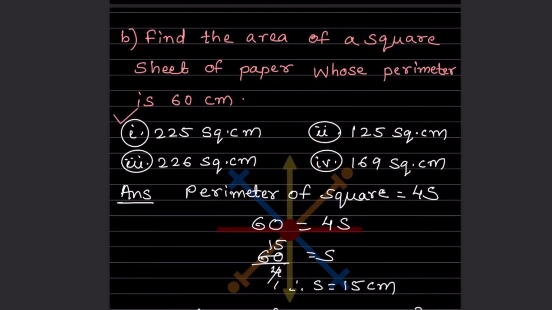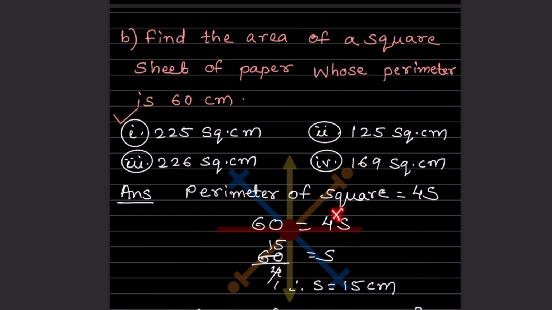Next one: find the area of a square sheet of paper whose perimeter is 60. So what are you going to do here? They have said the square sheet of paper is given, and you are given the perimeter. So you will start from the perimeter of a square. The formula is 4 multiplied by s, that is 4s. It is given as 60. So below this you will write 60 equals 4s.